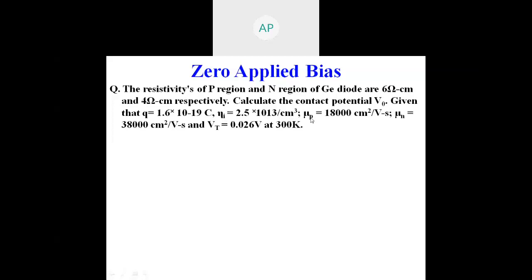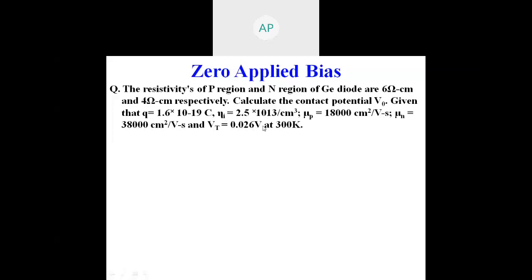The mobility of holes is 1800 centimeter square per volt-second, and the mobility of electrons is 3800. A zero is extra there, so please kindly rectify this. And Vt is equal to 0.026 volt, or 26 millivolt, at a 300 Kelvin temperature.